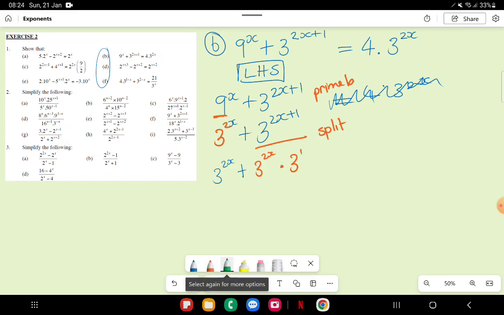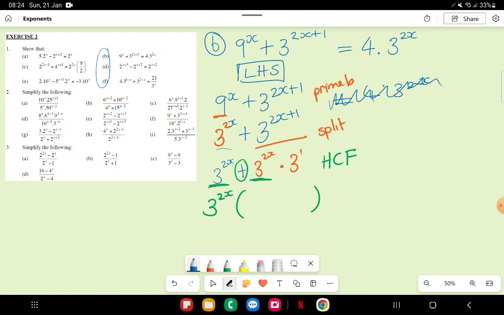Okay, my next step is I'm going to take out my highest common factor. I've got two terms separated by plus. This is common and that is common. So I'm taking 3 to the power of 2x out. And what I'm left with, in my first term, I have 1 plus, that's this plus that I bring down. In my second term, I have 3 to the power of 1, which is 3. Now I'm going to calculate my bracket. So I am left with 3 to the power of 2x times 4.